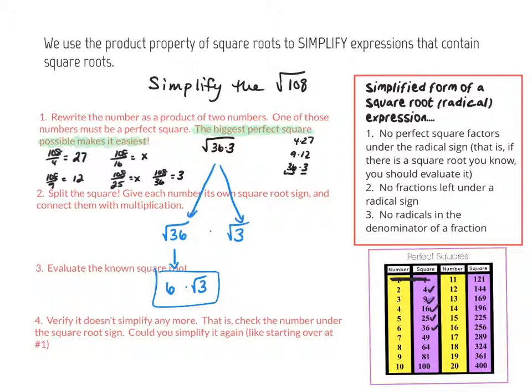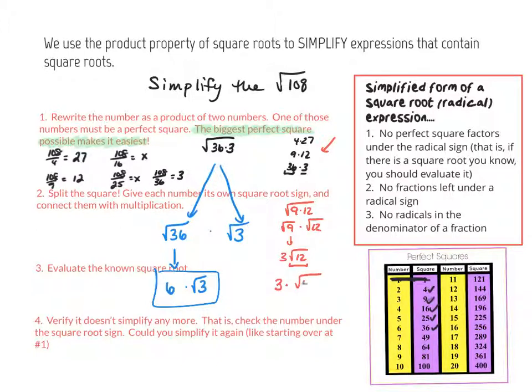Now again, it's really important to note that it doesn't matter which one of these we start with. Let's say I started with 9 and 12. I'm still going to get the right answer, but it's going to take me more steps because I didn't use the biggest perfect square. In this situation, as I'm simplifying the square root of 9 and the square root of 12, the square root of 12 actually simplifies more.